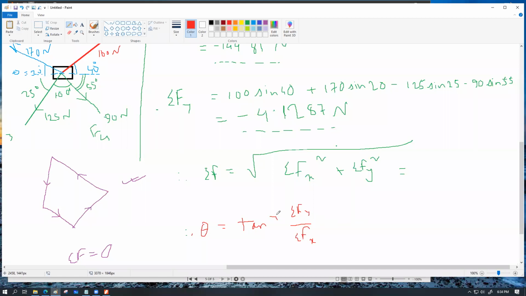Tell me these two values up to 3SF, how much is this? 144.869, 145. Okay, this is 3SF, 145, and this is in degrees. How many degrees? Please do check whether your calculator is set in degree mode or not.